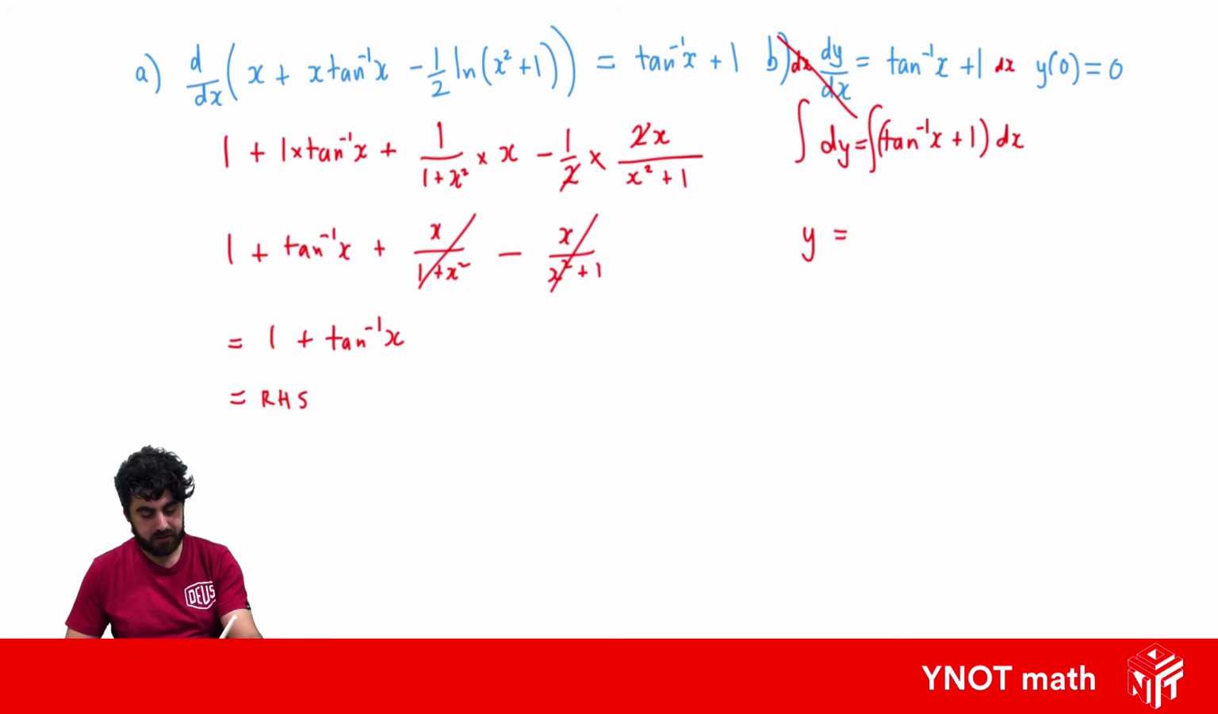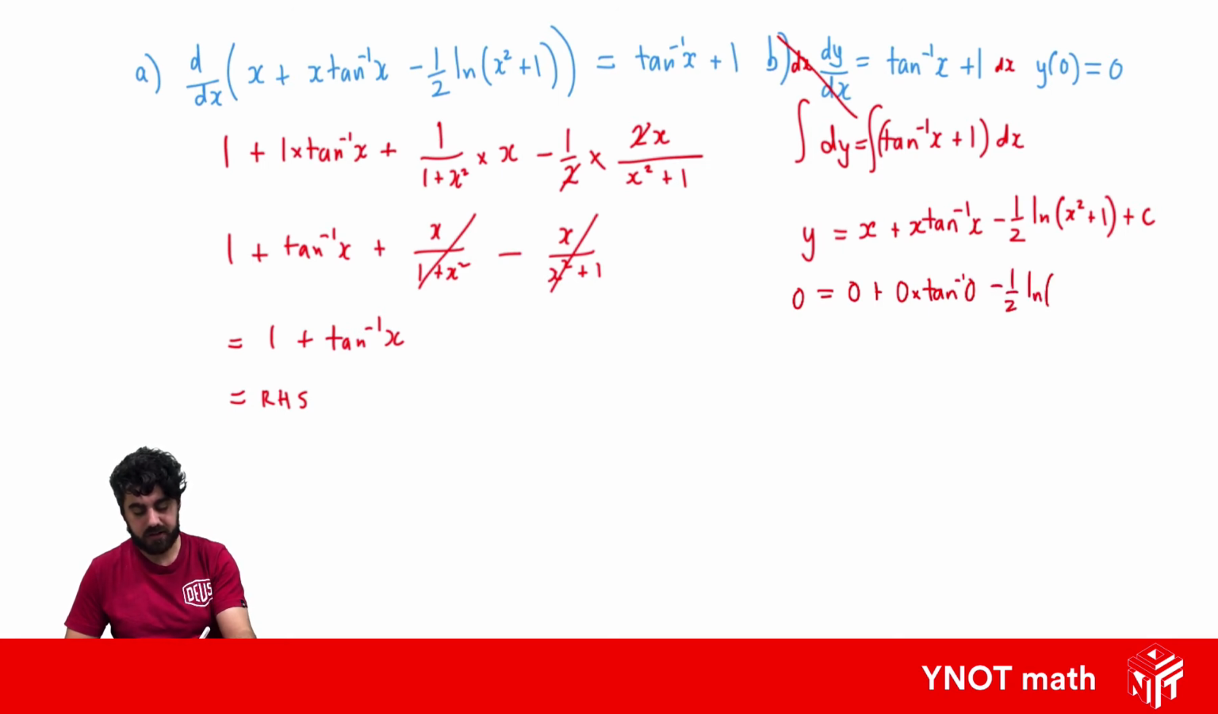So we end up with x plus x times the inverse tan of x minus a half ln of x squared plus 1 plus a constant. And we had the initial condition that when x is equal to 0, y equals 0. So let's sub that in. So we have 0 equals 0 plus 0 times inverse tan of 0 minus a half times ln of 0 squared plus 1 plus a constant.